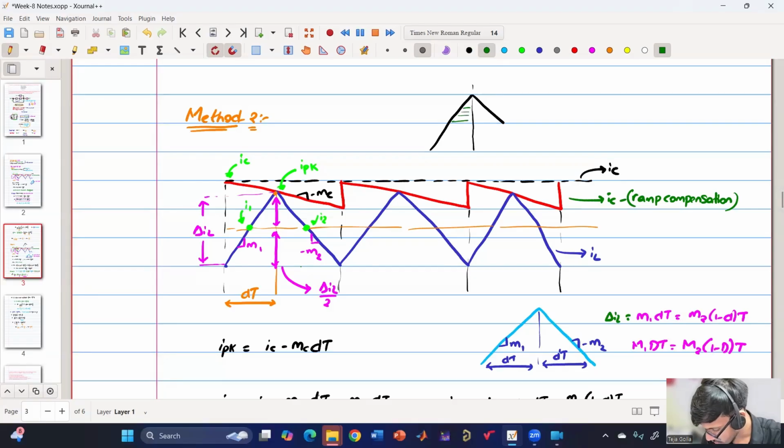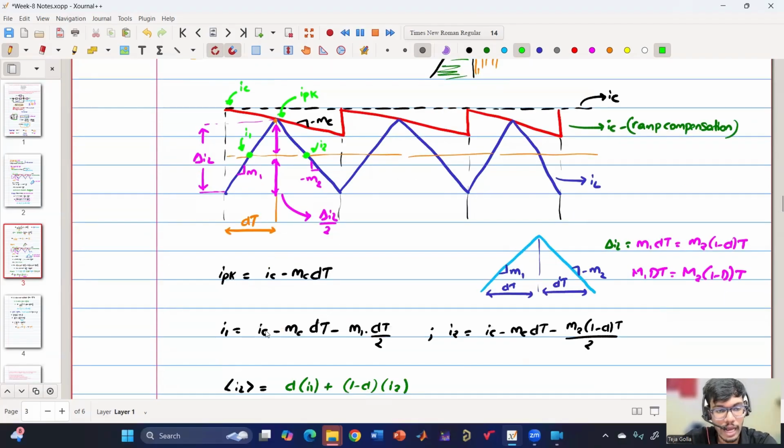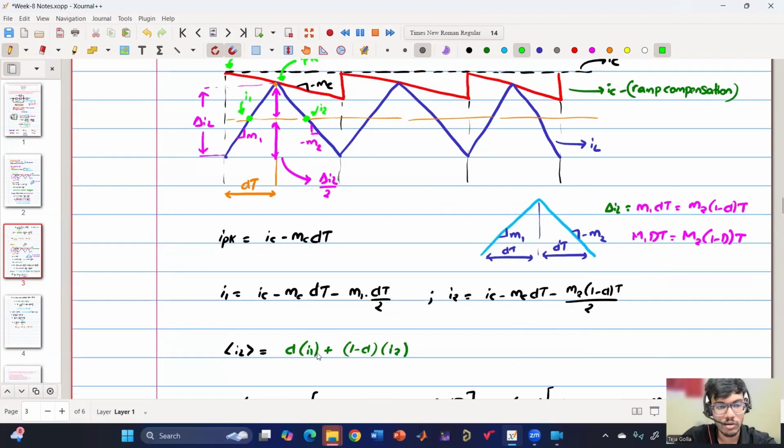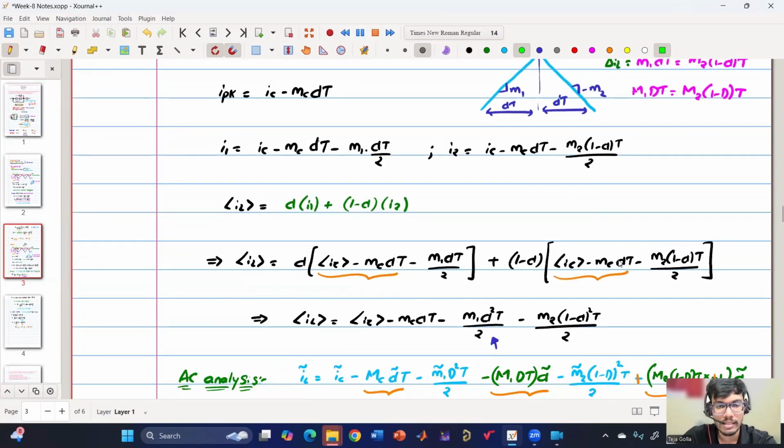In that case, how do you calculate? We'll calculate the average of this region, and then the average of this region, and then the average of both, which is what exactly we are doing here. So we have calculated the midpoint of this, the midpoint of this, and then we have taken the average. So the midpoint I1 is nothing but IC minus MC dt minus M1 into dt by 2, and I2 is nothing but IC minus MC into dt minus M2 into 1 minus d by 2. So now the average of the current is d into I1 plus 1 minus d into I2. And then after simplifying it, we got this expression.